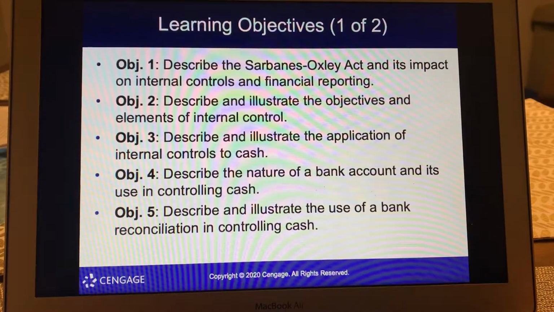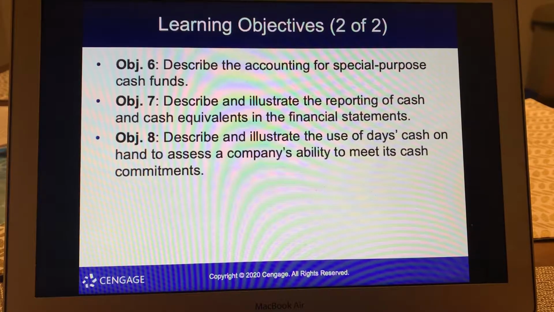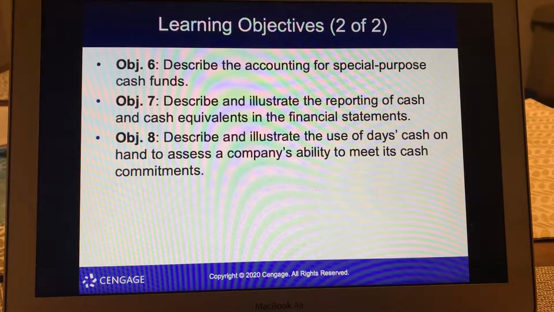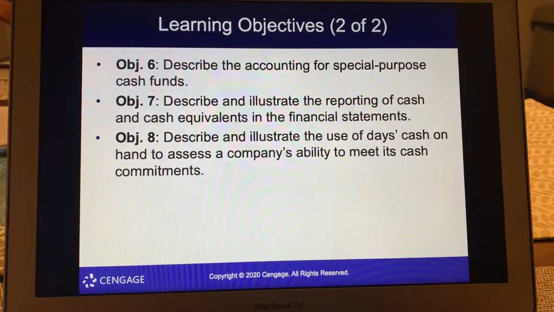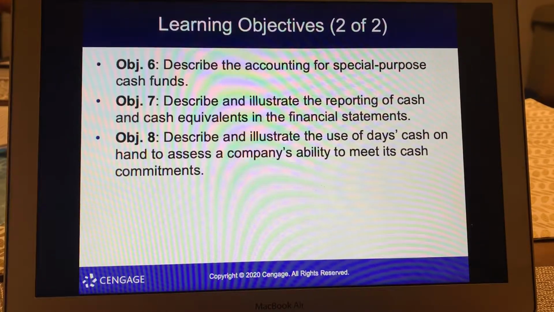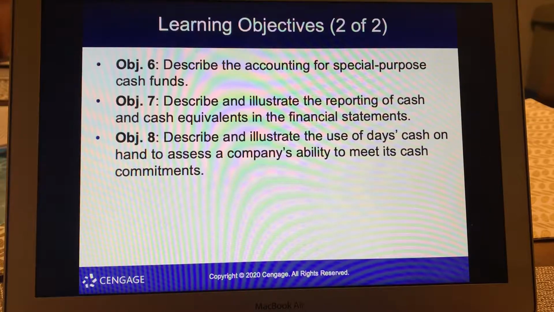Describe and illustrate the use of a bank reconciliation in controlling cash. Describe the accounting for special purpose cash funds. Describe and illustrate the reporting of cash and cash equivalents in the financial statements. Describe and illustrate the use of days cash on hand to assess a company's ability to meet its cash commitments.